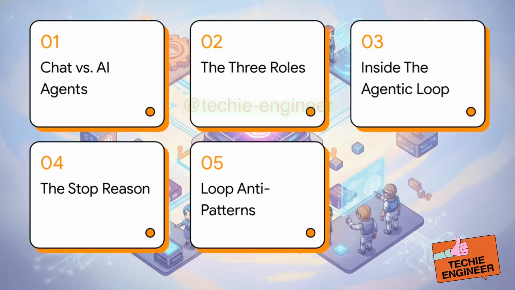Okay, let's take a quick look at the agenda. 1. Chat versus AI agents. 2. Defining the 3 roles. 3. Inside the agentic loop. 4. Understanding the stop reason. And finally, 5. Agentic loop anti-patterns.